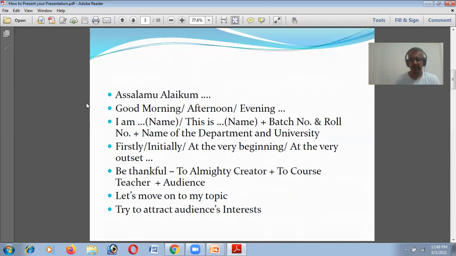You can tell your name in 2 different ways: I am Muhammad Abdus Salam, or this is Muhammad Abdus Salam. I am in favor of the second one, because if you say this is Muhammad Abdus Salam presenting my topic, then you have to tell your batch number, roll number, name of the department, and the university's name as well.